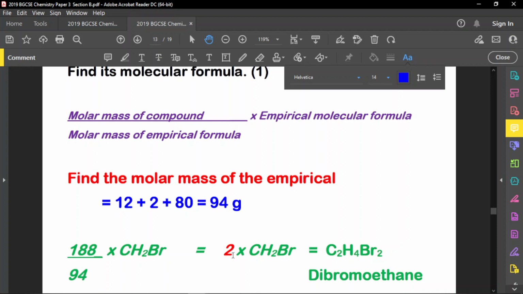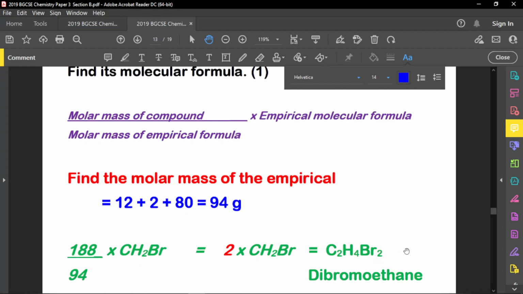And so as a result, if you divide 188 by 94, you get 2. And therefore, 2 multiplied by CH2Br gives C2H4Br2. And this is dibromoethane. As a matter of fact, this can be named a different way, depending on where the Brs will be placed, but I just put them on 1 carbon, so I'm just saying it is dibromoethane.